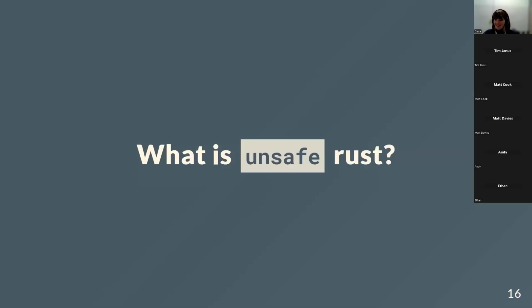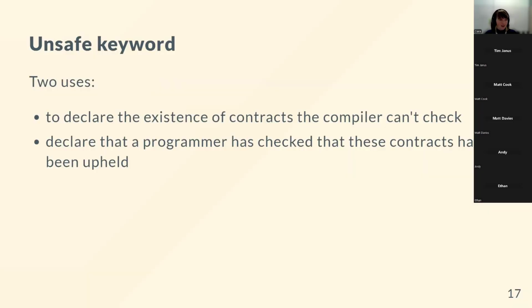So what is unsafe Rust? This is going to be hopefully familiar to a lot of folks, the initial part at least, but hopefully there'll still be some new bits in it, but I think it's important to recap some of the fundamentals. The unsafe keyword has two uses: it declares the existence of contracts and declares that the programmer has checked those contracts. So we'll go into detail about what those contracts are, but the unsafe keyword means the compiler can't check something and we need the developer to check it.